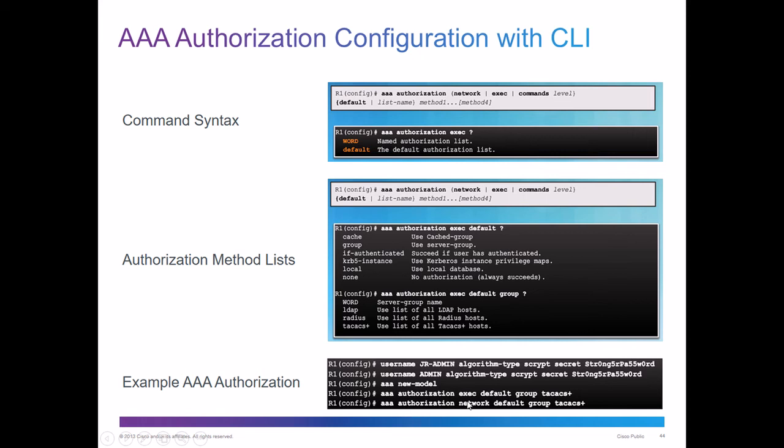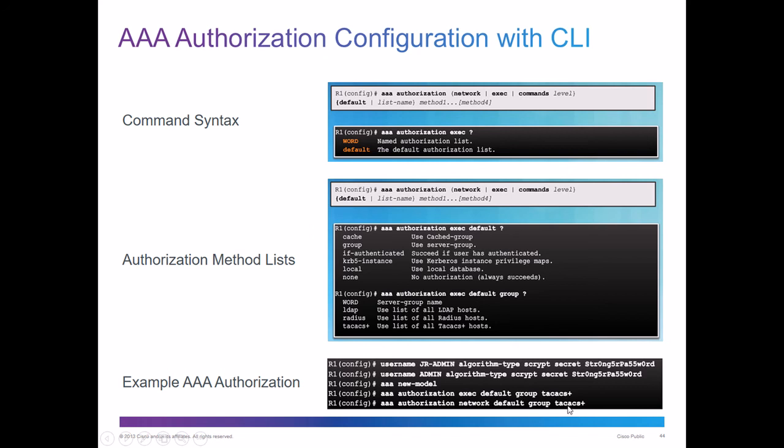AAA authorization network default. That means all the resources on the network, use the TACACS server. Or if you type exec default, only the exec commands on the server. So we usually type network default group TACACS server. So all the authorization, anything that's going to be authorized, any of the resources on the network, the TACACS server will take care of that.